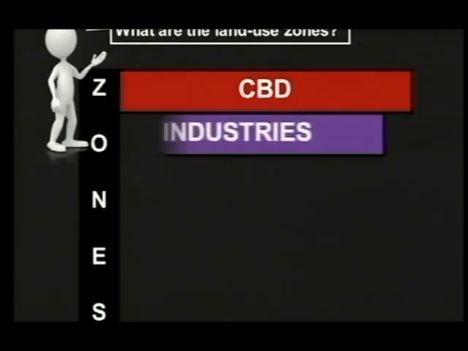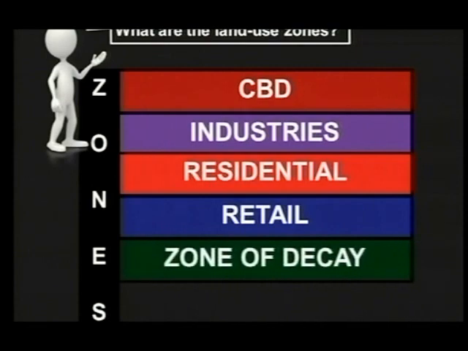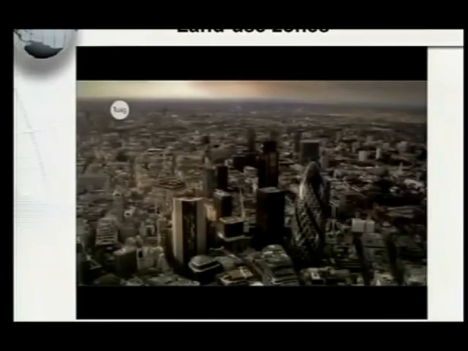You must remember that the most important land use zones will be the CBD, the industries, residential, the retail zone, the zone of decay, and the rural-urban fringe. Now, we are going to have a look at each of these land use zones, and we are also going to see how they are indicated on your topographic map, because you must also be able to answer these types of questions in your second question paper as well. Okay, so firstly, let us have a look at the different land use zones. So let us just play this.